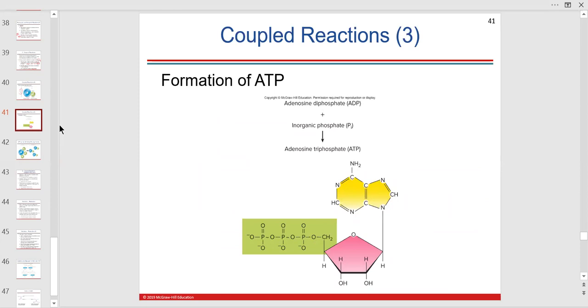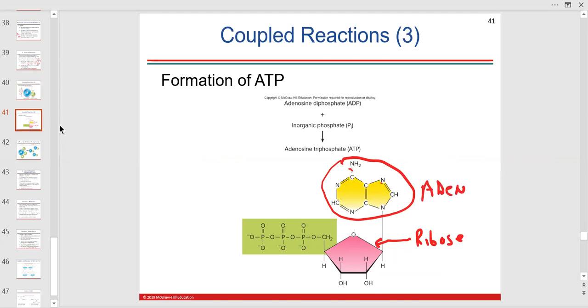So look at this. You're not going to have to draw this ever. Well, why not take a look? You might know by now that this is a sugar, or monosaccharide is the better way to say it. A 5-carbon sugar, which is actually ribose. Then you have your nitrogenous base. Here is your nitrogen, and this is adenine. And here are your 3 phosphates bound to that sugar. So this is a nucleic acid.